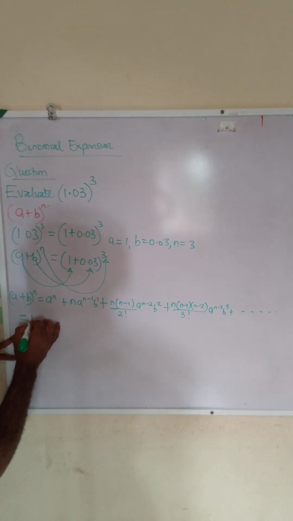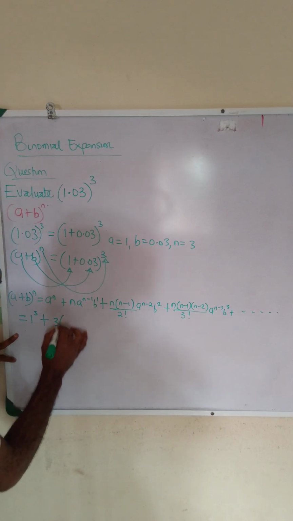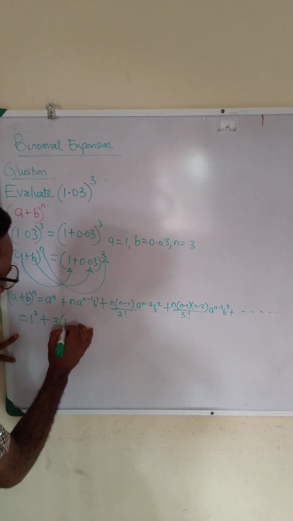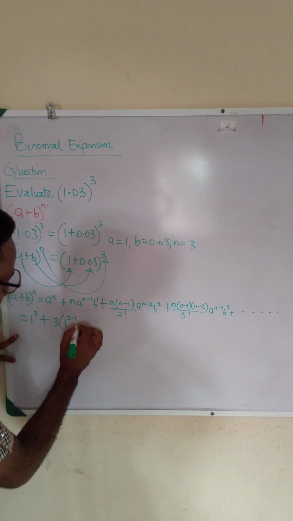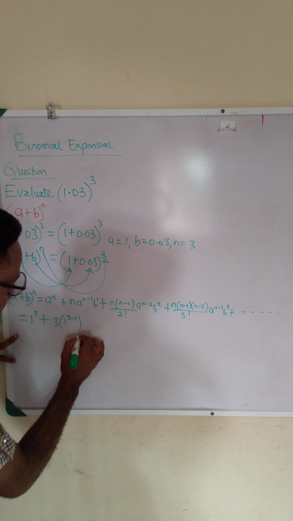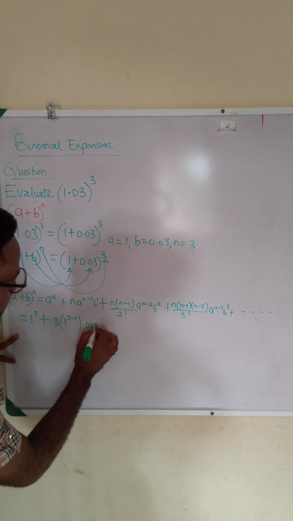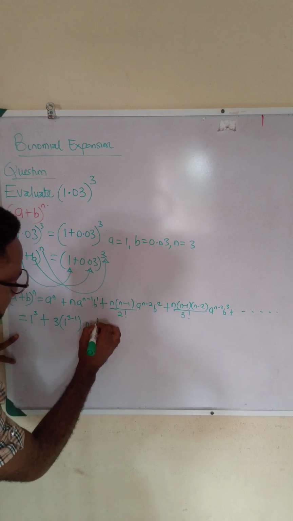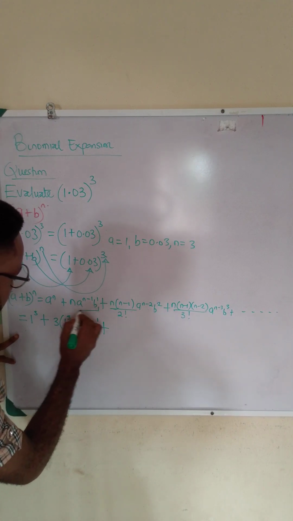A is 1, n is 3, raised by 3, plus n is 3 into a is 1 raised by n, which is 3 minus 1, times b, which is 0.03, all raised to the power of 1. So we have plus. We are done with this part now.